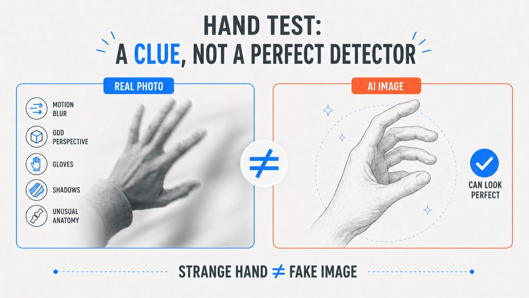A strange hand does not mean the entire image is fake with absolute certainty. Real photos can have motion blur, odd perspective, gloves, shadows, or unusual anatomy. And AI images can sometimes make good hands. The hand test is a clue, not a perfect detector.